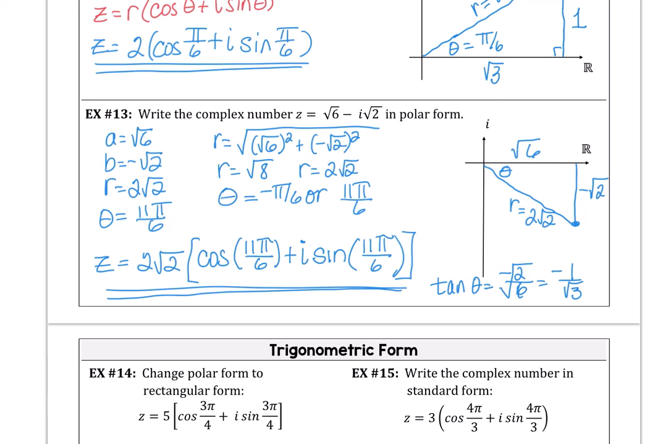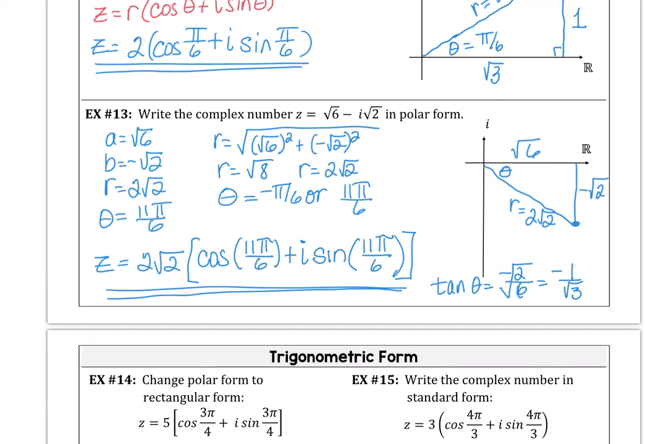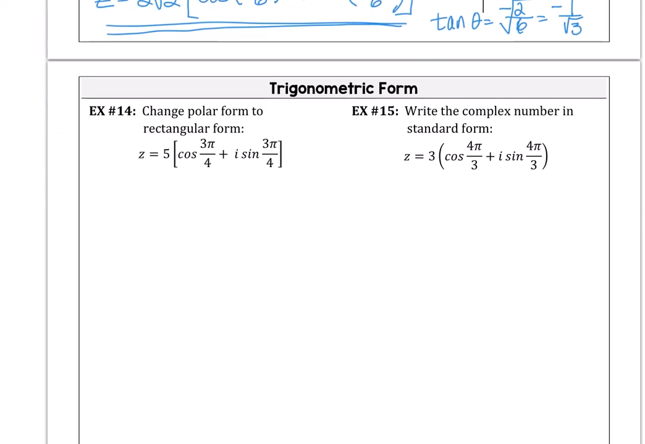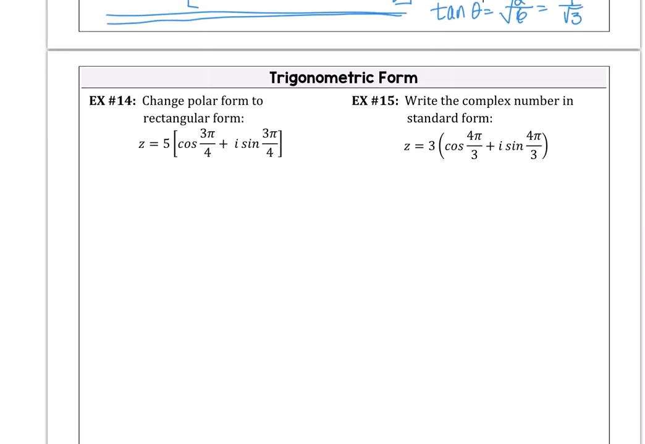Let's change from polar form to rectangular form. So we're going to look at that. As soon as I can get my screen to move. Okay, we're given polar form, and we're going to convert it to rectangular form.